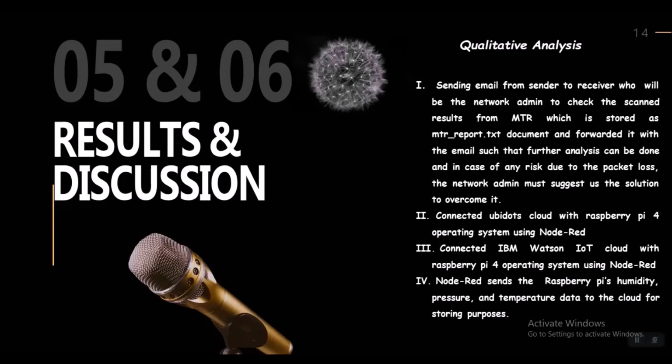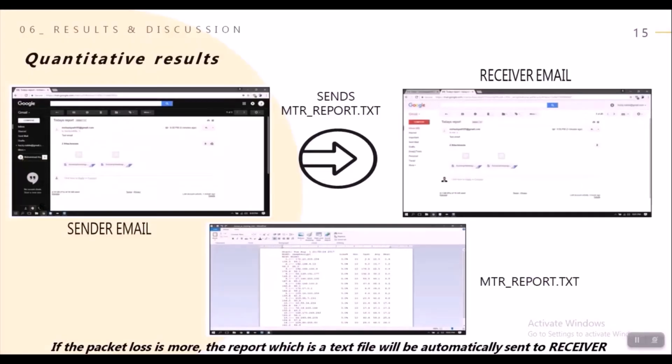So this slide is about the quantitative results. As you can see, there is a sender, there is a receiver, and there is an MTR report. After getting all the data, congestion details, and everything, I send that in the form of a txt file from the sender, which is my account, to my father's account, the receiver email, and I downloaded that attachment, which just looked like this.